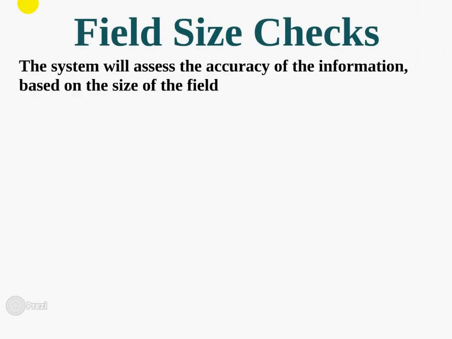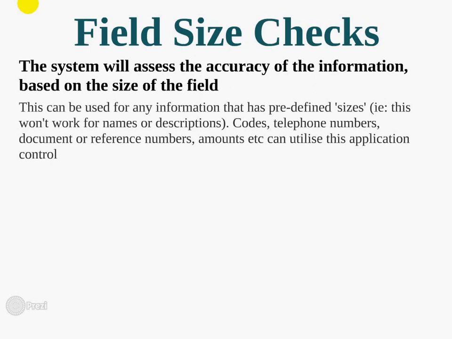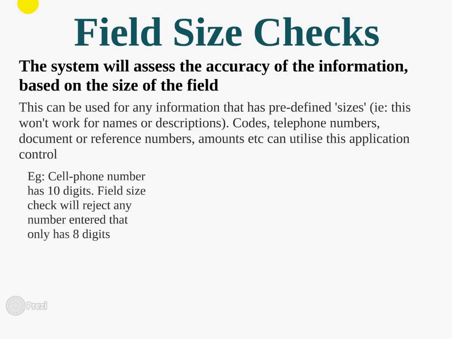Field size checks. The system will assess the accuracy of the information based on the size of the field. It can be used for any information that has a predefined size, i.e. it won't work for names or descriptions. Codes, telephone numbers, document reference numbers, amounts, etc. can utilize this type of control. Example, a cell phone number has 10 digits. Field size check will reject any number entered that has only 8 digits.